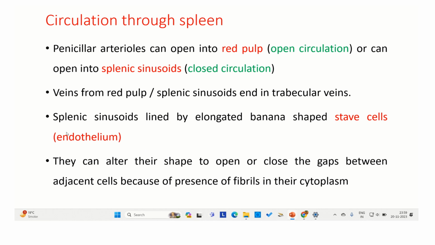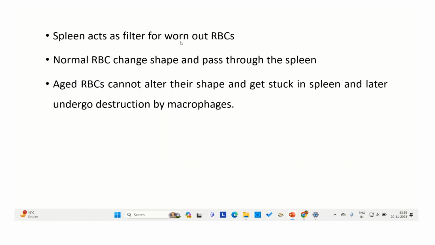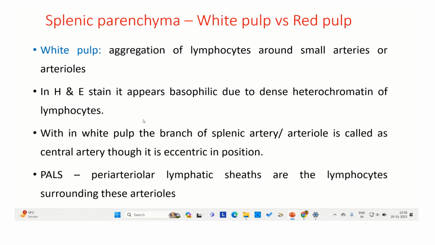Splenic sinusoids are lined by elongated, banana-shaped stave cells. Usually the splenic sinusoids, or any sinusoid, should be lined by endothelium. Here this endothelium is modified into elongated banana-shaped cells called stave cells. The main function is that they can alter their shape to open or close the gaps between adjacent cells because of special fibrils in their cytoplasm. So the spleen acts as a filter for aged RBCs. Normal RBCs change their shape and pass through the spleen, whereas aged RBCs cannot alter their shape and get stuck in the spleen, and later undergo destruction by macrophages.